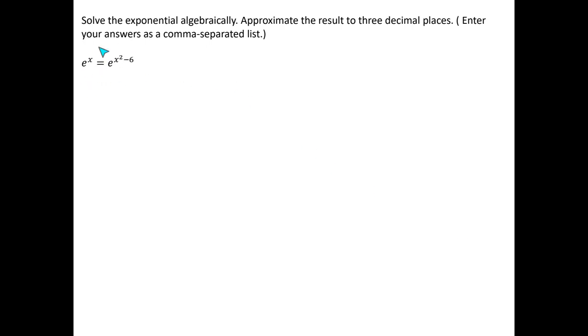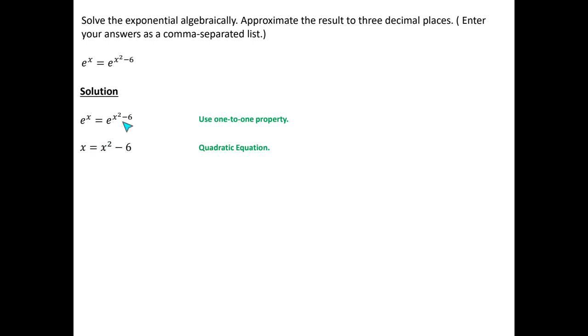What is the base on the left side? The base is e, and on the right side, my base is also e. So that's a good thing because the base is the same. So I can use the one-to-one property. And the one-to-one property says if these are the same, then we can set the exponents equal to each other. So my exponent here is x, and then I have x squared minus 6.